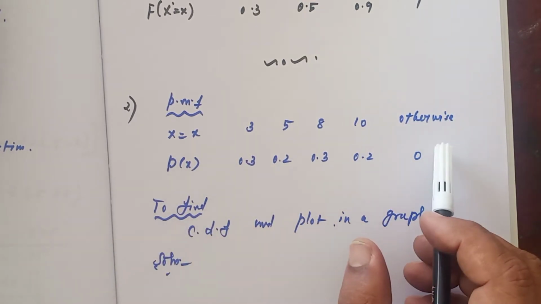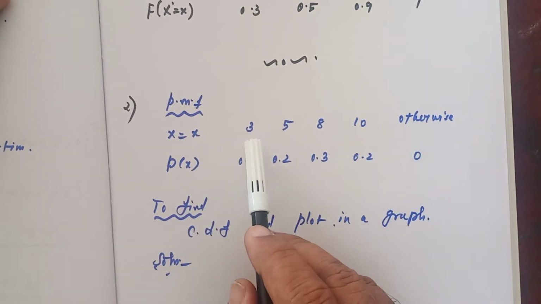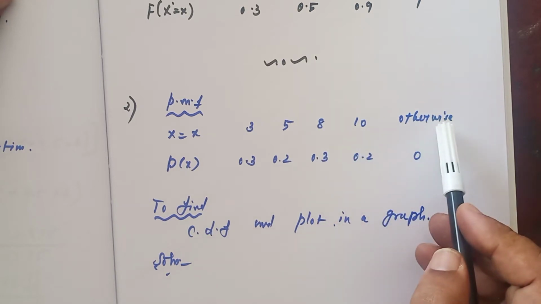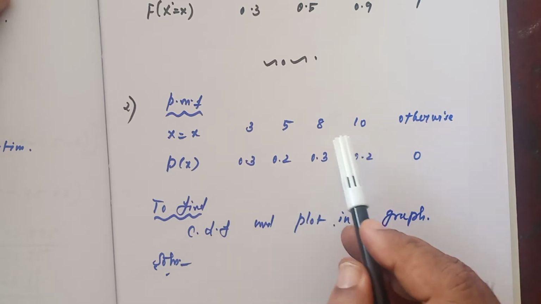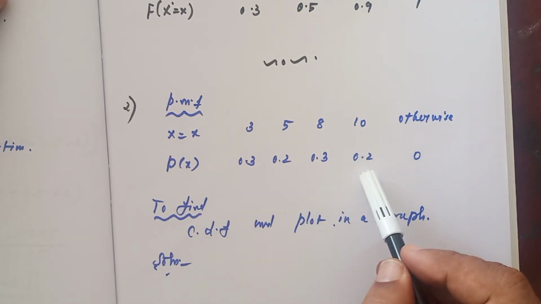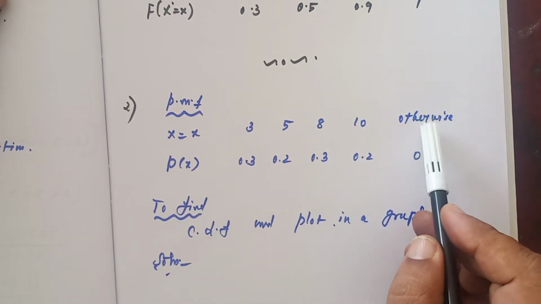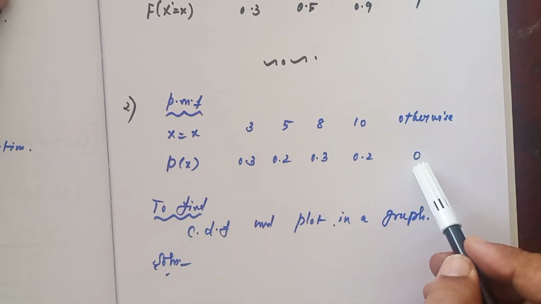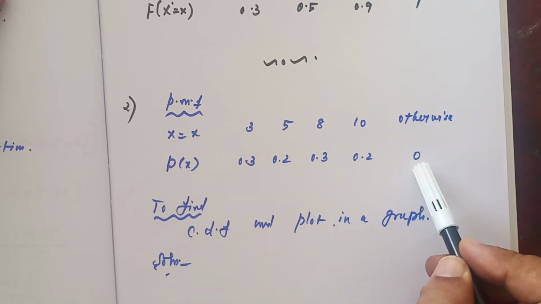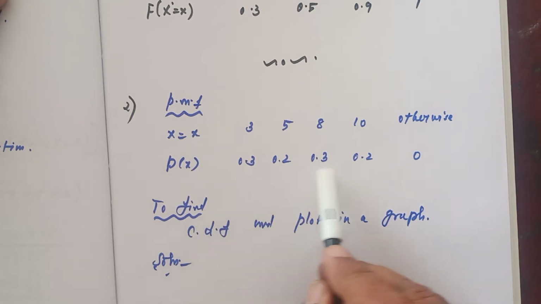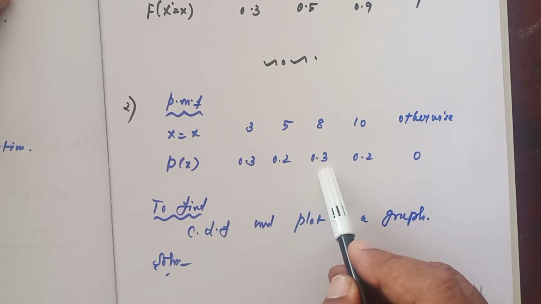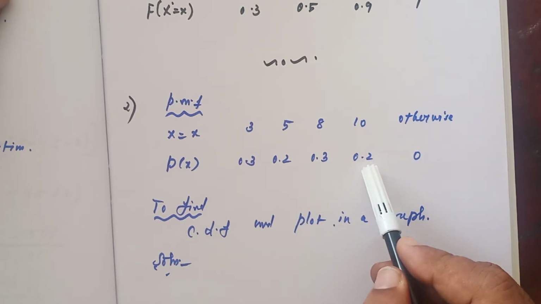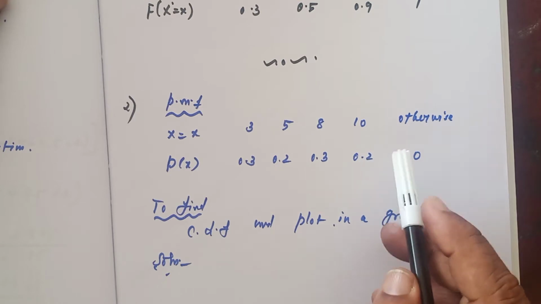I have written the given PMF in table format: 3, 5, 8 and 10. For 3, the probability value is 0.3, for 5 it is 0.2, for 8 it is 0.3, and for 10 it is 0.2. Otherwise, for other values, the probability is 0. In a PMF, the total probability must always be 1. 0.3 plus 0.2 is 0.5. 0.5 plus 0.3 is 0.8. 0.8 plus 0.2 is 1.0, that is 1.